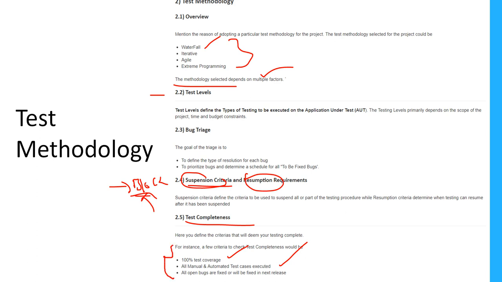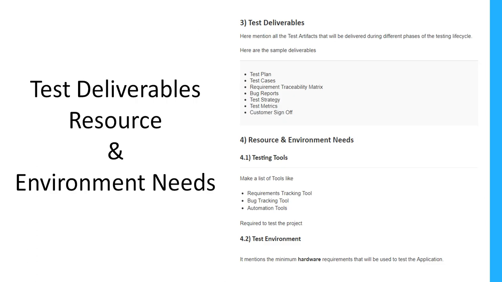And then test deliverables, resource and environment needs. Test deliverables means here we need to mention all the test artifacts that will be delivered during different phases of the testing life cycle. These are a few artifacts: test plan, test cases, requirement traceability matrix, bug reports, test strategy, test metrics, then customer sign off. All these things come under the test deliverables.